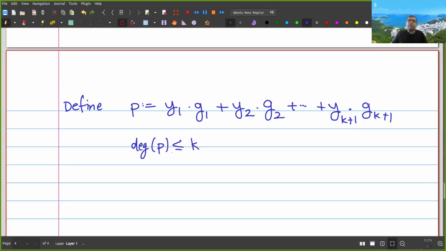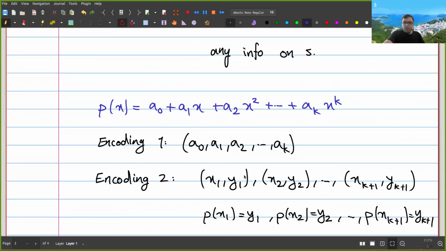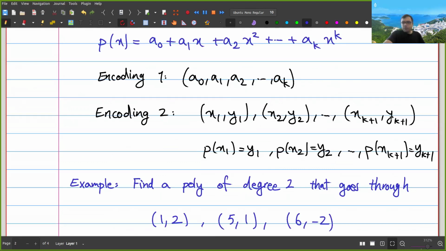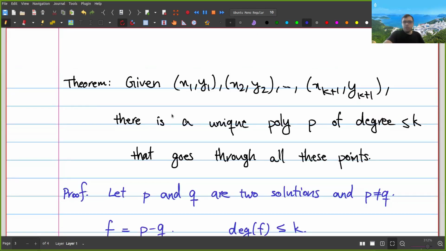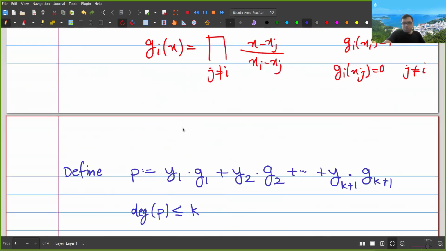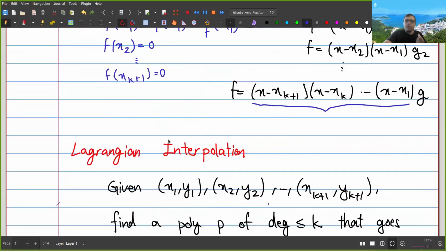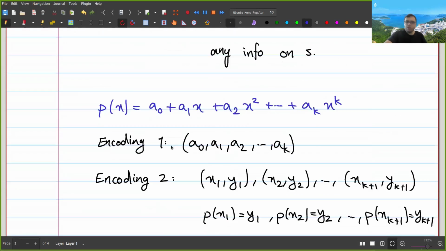So what do I have now? Basically, it's very simple. If I give you k plus 1 points, I showed you that there can be at most one polynomial that goes through them. And then I showed you how to create this one polynomial that can go through all of these points. So there is a unique polynomial of degree at most k that goes through these k plus 1 points.